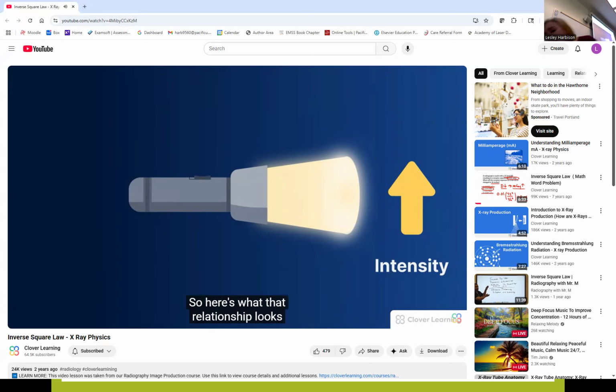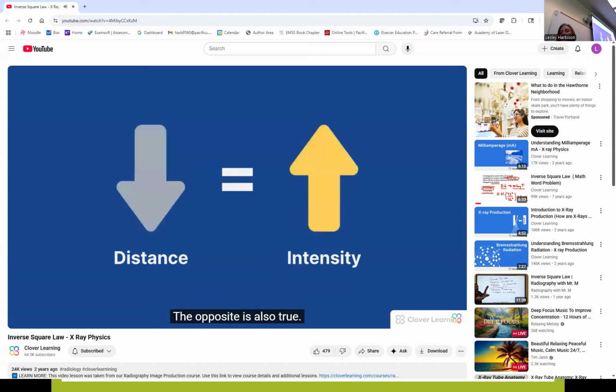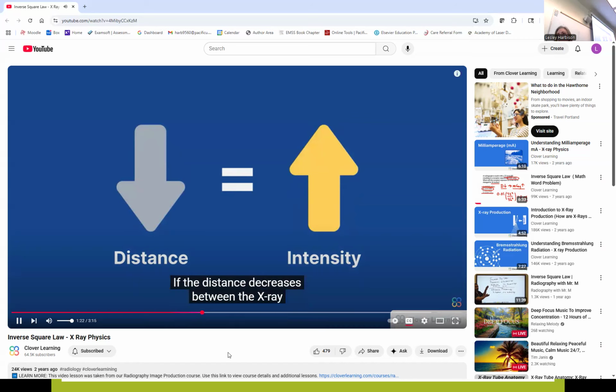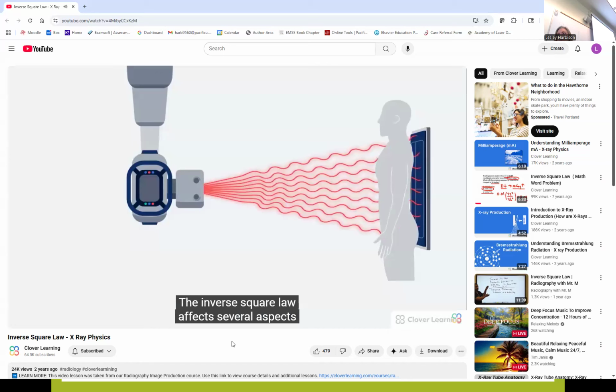So here's what that relationship looks like. When the distance increases between the X-ray tube and the point of measurements, this results in a decrease in the X-ray beam intensity. The opposite is also true. If the distance decreases between the X-ray tube and the point of interest, then the X-ray beam intensity or quantity will increase. The inverse square law affects several aspects of a radiological procedure.